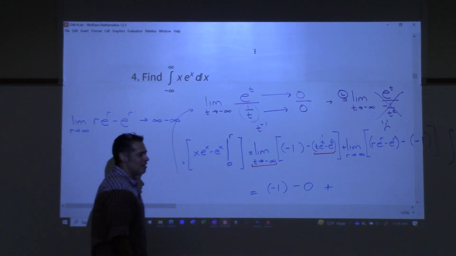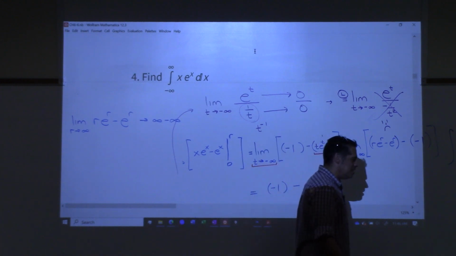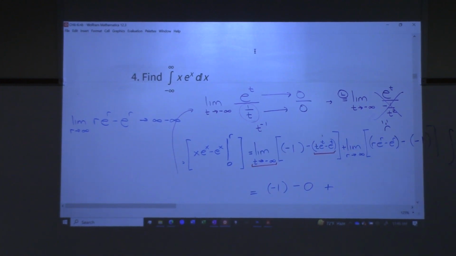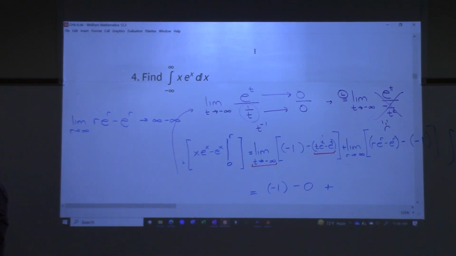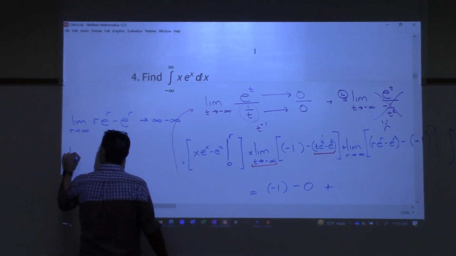All right, my Cal 1 class. What's the standard technique when you have infinity minus infinity? Factor something out if you can. Factor if you can. All right? So is there something we can factor there? e to the r. Limit as r goes to infinity.